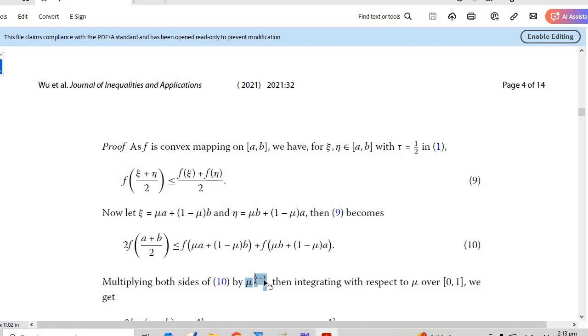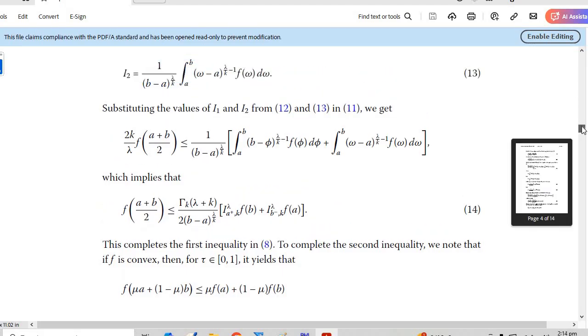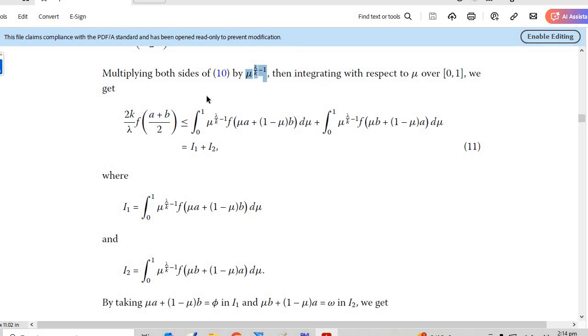Why can we do this? In fact, the chosen f must belong to L1[a,b], so therefore we are allowed to integrate it. So after integrating and multiplying this one, we can get this inequality number 11. So simple.